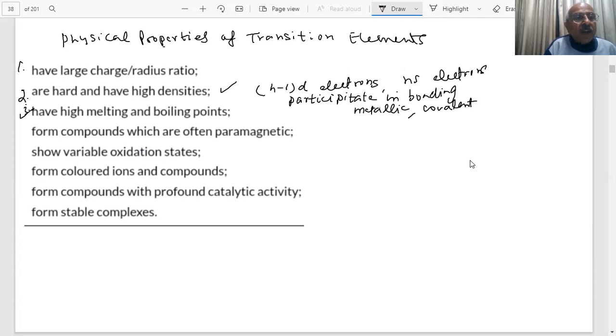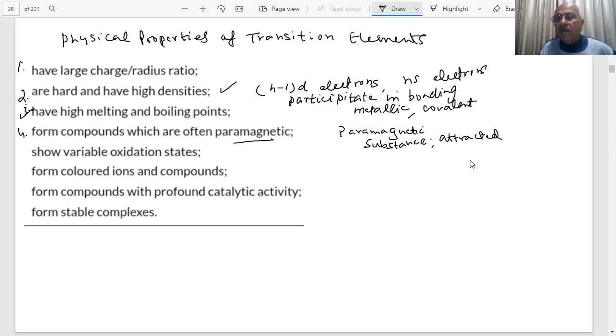They form compounds which are often paramagnetic. This is an important point, student. What do you mean by paramagnetic? You know there are two types of substances, student. One are called paramagnetic substances. What are paramagnetic substances? Those which are attracted towards the magnetic field, and this is due to the presence of unpaired electrons. If there are unpaired electrons, students, then they will be paramagnetic.